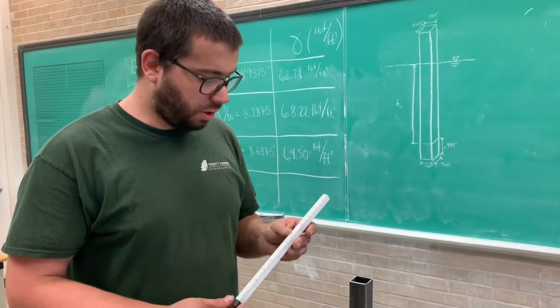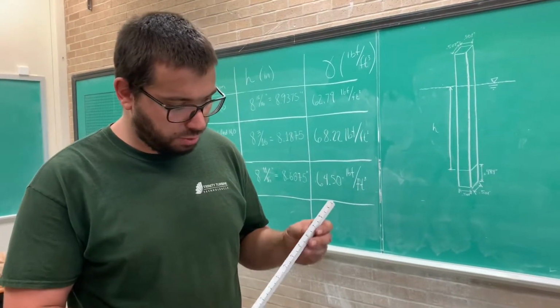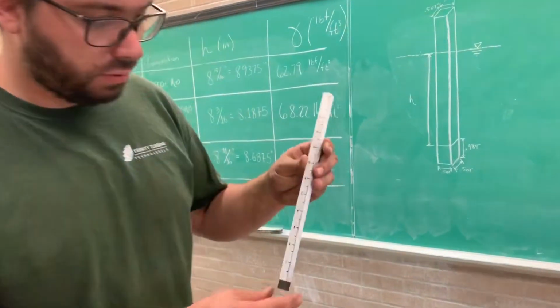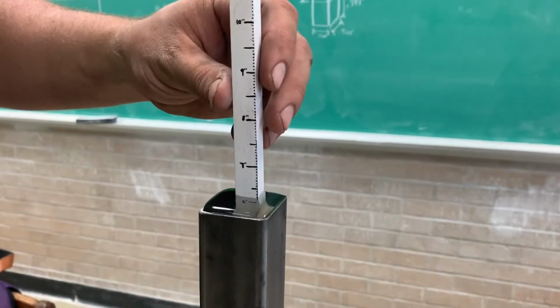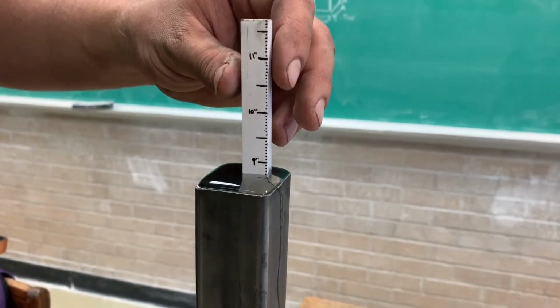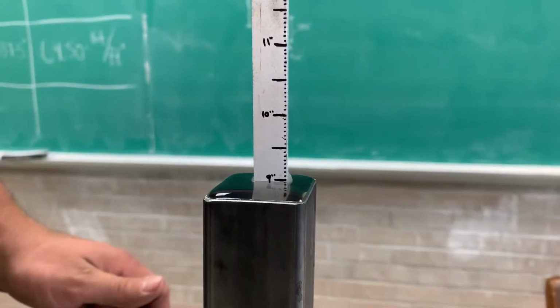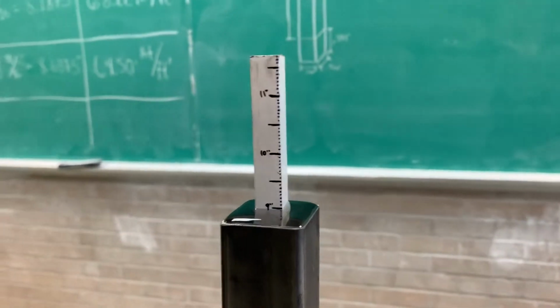All right, for our fourth trial, we pulled some water out of the Buffalo Bayou through campus. We're going to see what the density of that is. We don't know what the composition of it is. Nine inches.